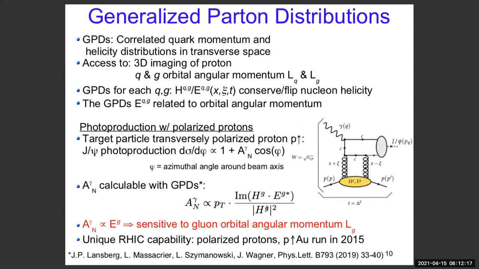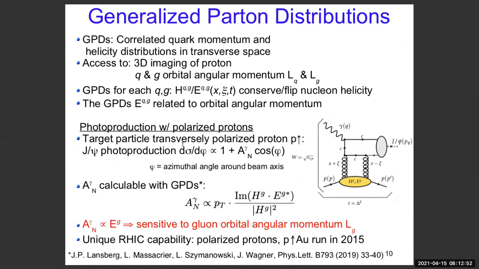Last topic then, I want to talk a little bit about p-gold. Generalized parton distributions are correlated quark momentum and helicity distributions in transverse space. They provide access to 3D imaging of the proton, quarks and gluons with their orbital and angular momenta. And there are GPDs for each parton species, quarks and gluons, depending on the conservation or flip of helicity. Specifically, the ones called E are related to the orbital angular momentum.